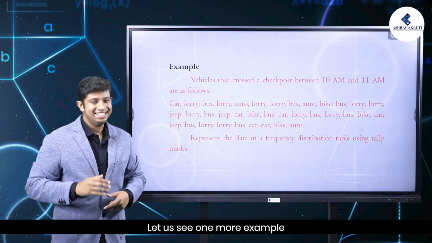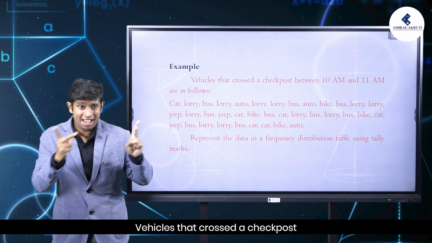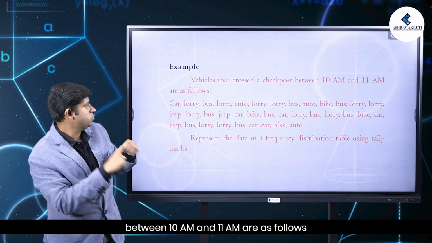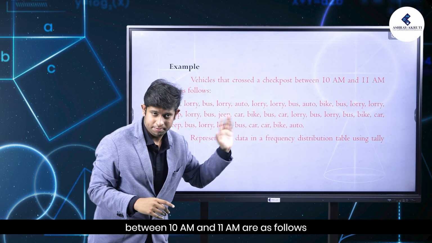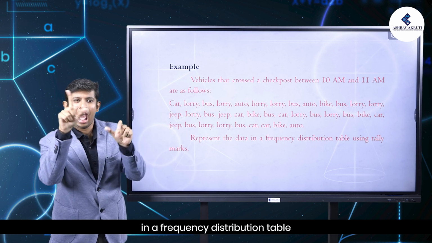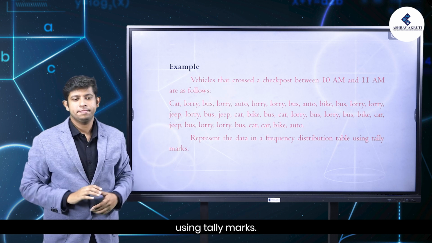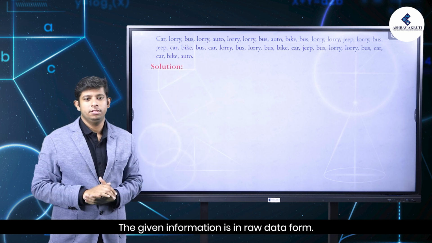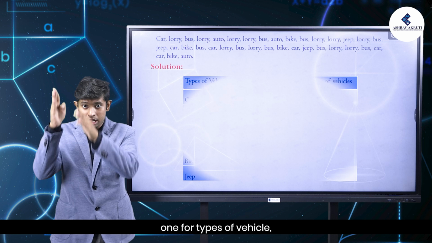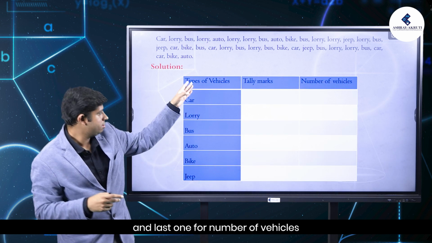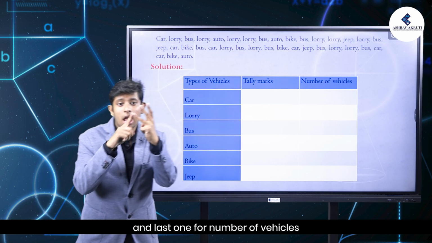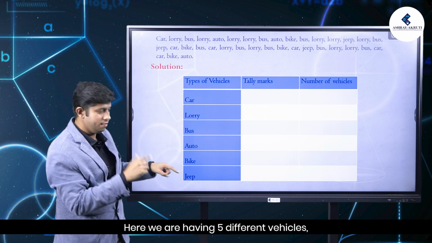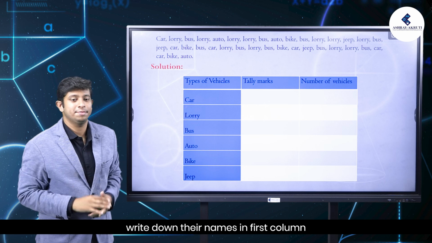Let us see one more example. Vehicles that crossed a checkpost between 10 am and 11 am are as follows. Represent the data in a frequency distribution table using tally marks. Solution. The given information is in raw data form. Create a tabular form with 3 columns, one for type of vehicles, one for tally marks, and the last one for number of vehicles. Here we are having 5 different vehicles. Write down their names in the first column. Now let's complete the table.